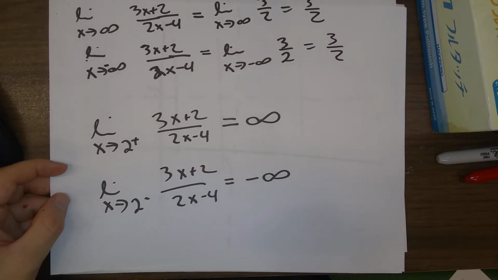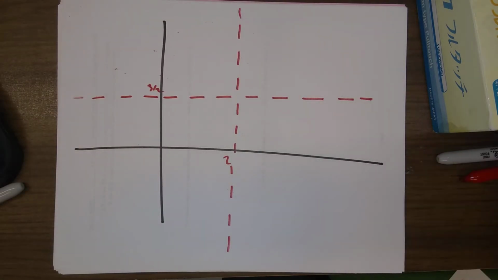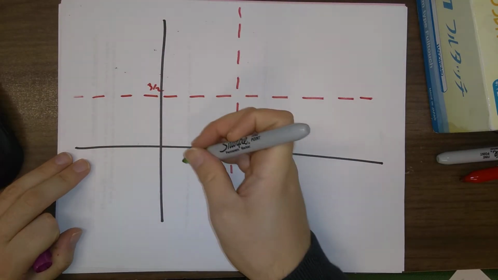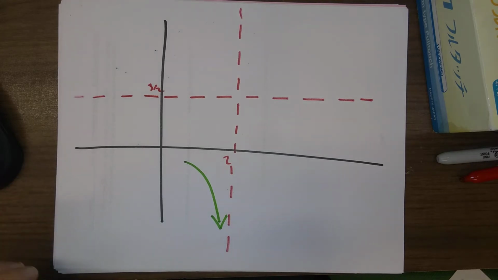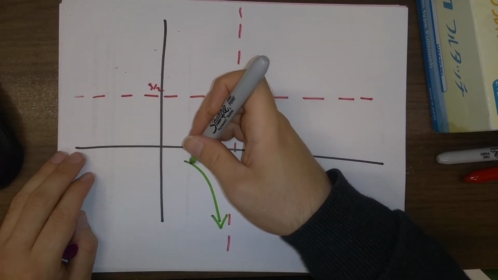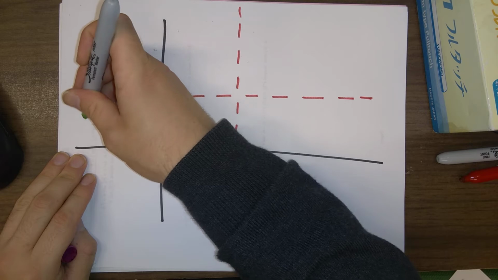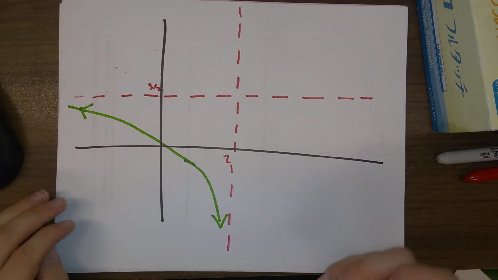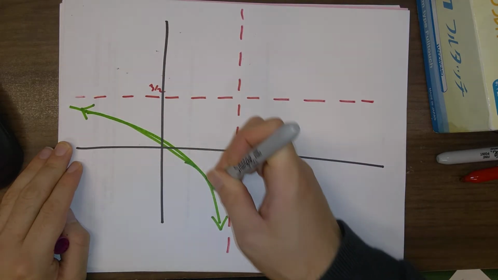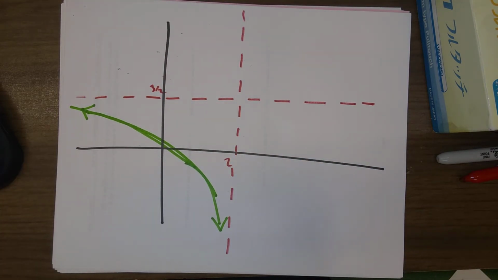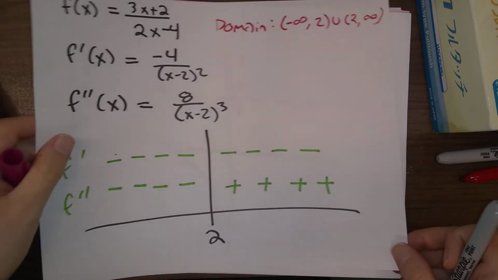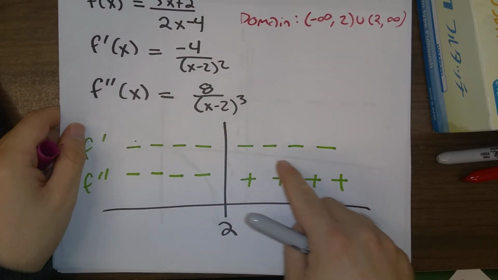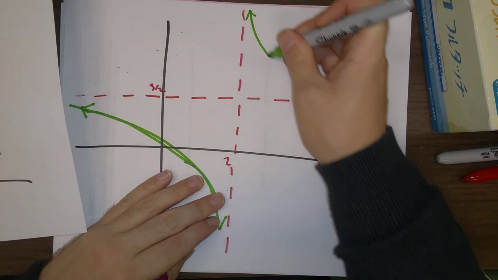And furthermore, as we go to approach 2 from the left, we're going to minus infinity. And so our function is going to look like this. As we go to 2 from the left, we approach minus infinity. As we go left, we have an asymptote at 3/2 here. And we're making that nice and concave down. Now, as we're bigger than 2, we are decreasing but concave up. So that's going to look like this.